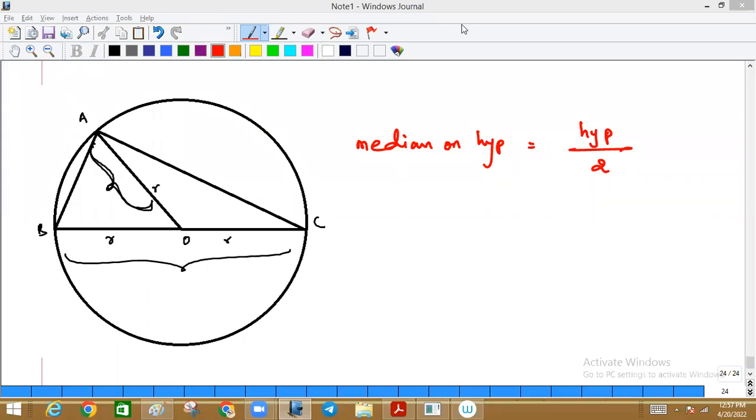So I'm taking length of median drawn on hypotenuse is half of hypotenuse. Earlier we have seen lengths of median or else the relation between the medians, but which are drawn on legs of right angle triangle. If you draw it on legs of right angle triangle, it is m1 square plus m2 square is equals to 5/4 of hypotenuse square. If you draw it directly on the hypotenuse, it is definitely half of the hypotenuse.